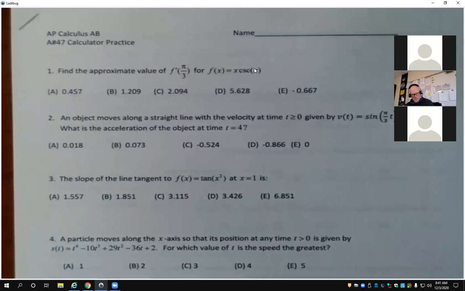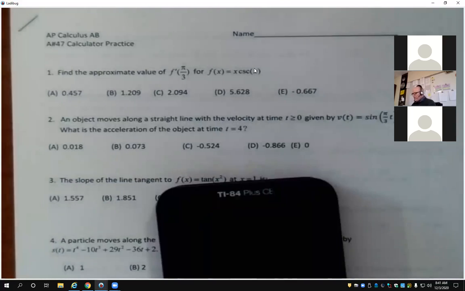Number 5. All right, number 5 says the function f of x equals tan 3x has a 0 in the interval 0 to 1.4. The derivative at this point is. Okay, so obviously first we have to graph that function.